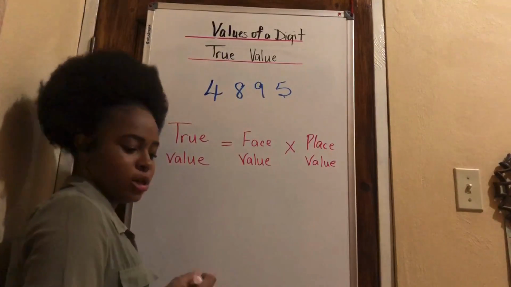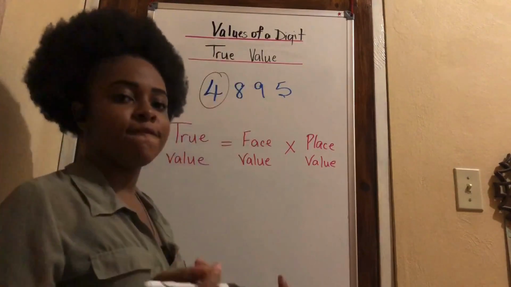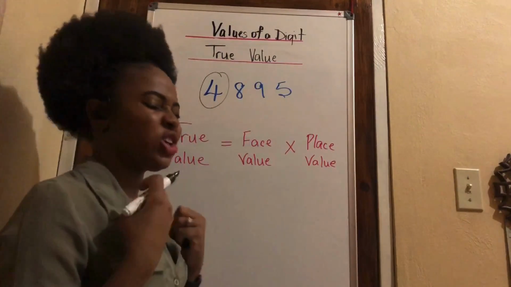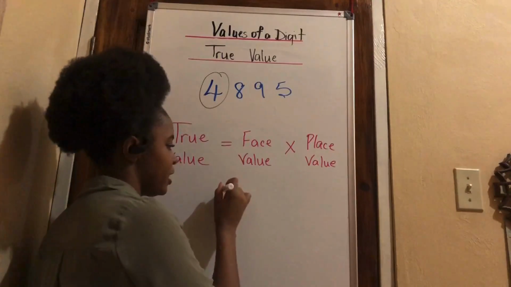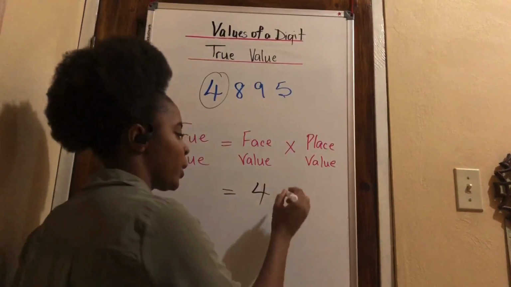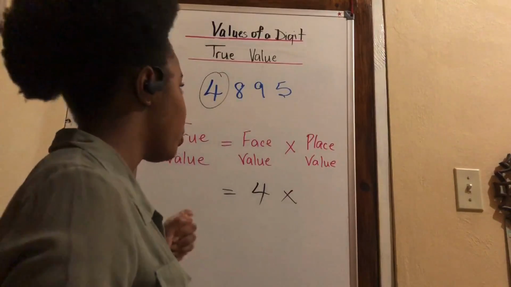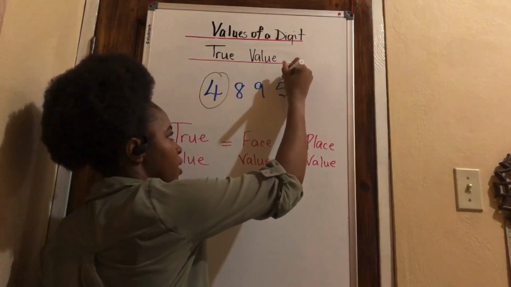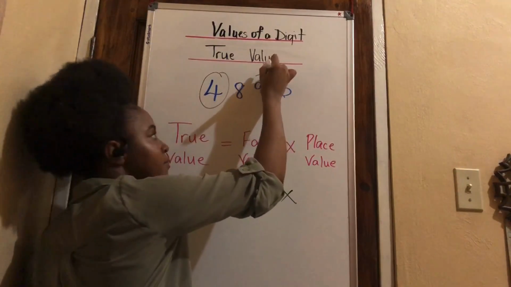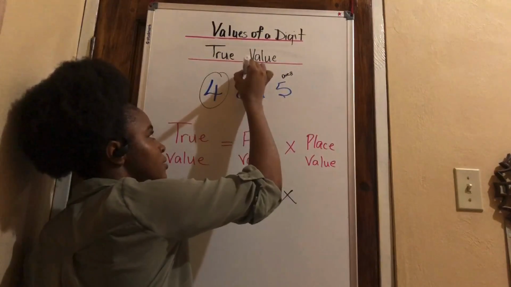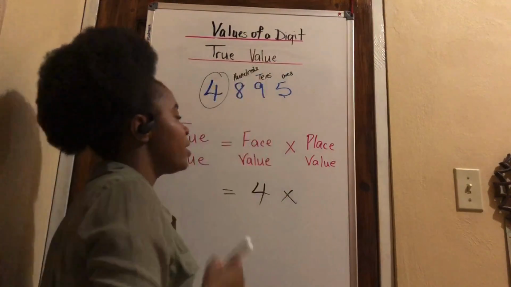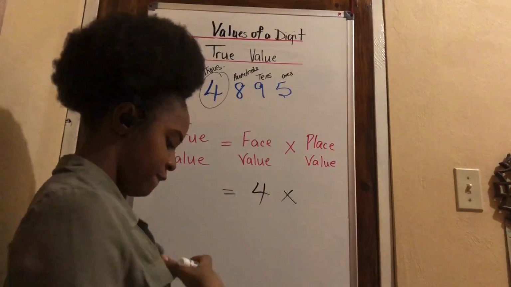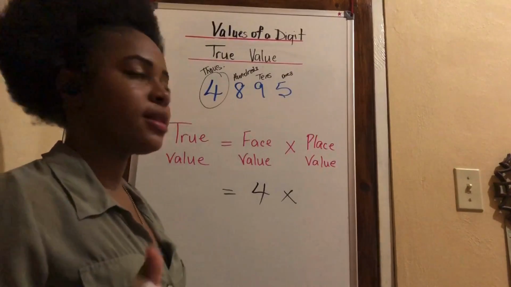If we want to find the true value of, let's say, 4, we'll have to identify the face value of 4, and remember the face value is just what the digit is. So we have our face value is 4, and now we're going to multiply that by the place value of the 4. Place value again, remember we start from the right. So we have ones, tens, hundreds, and of course our thousands column. So that means that 4 is in the thousands place.